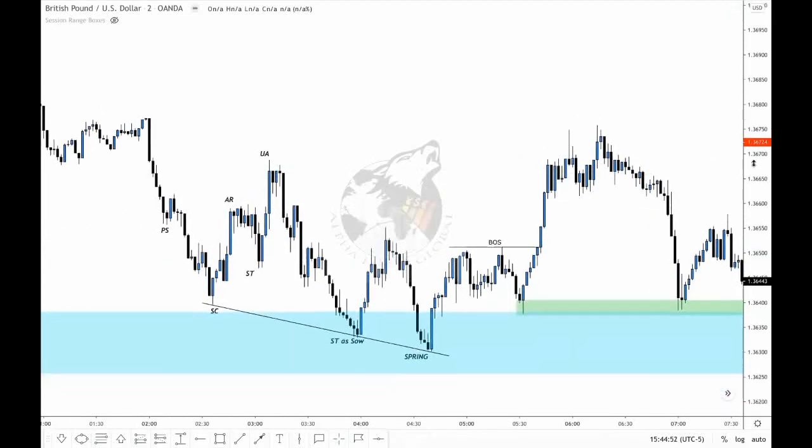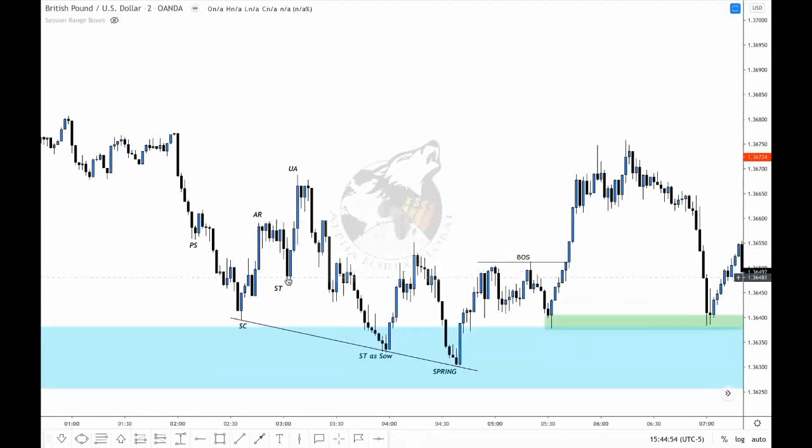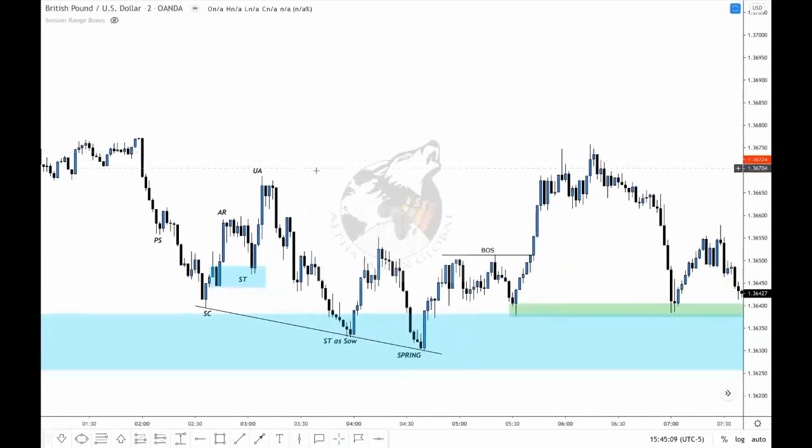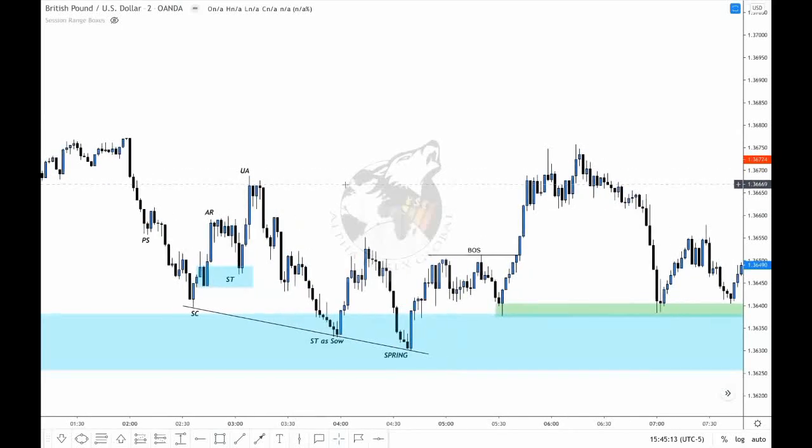All right, so next thing, you notice how after the automatic rally we have the test, and normally the test is an order block or an inefficiency, so it always comes back to test something to push up, right? And then we have the automatic rally, right?